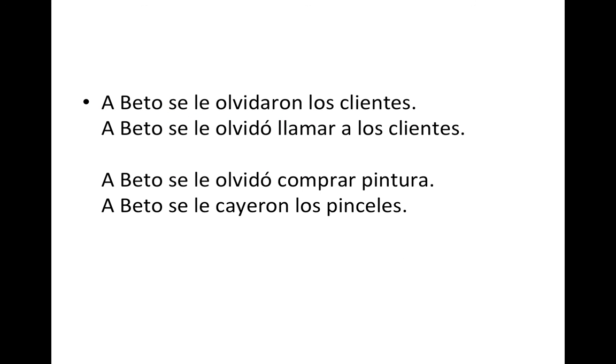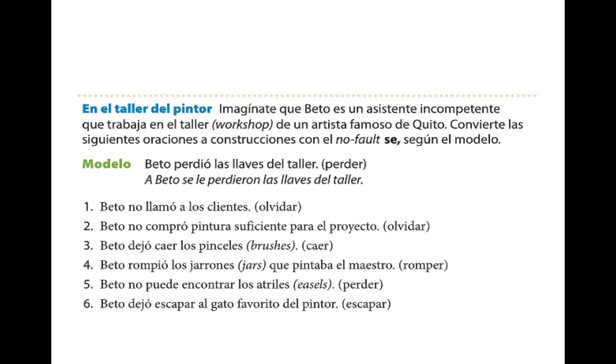A Beto, right, to him, that is optional again, this doubling. Se le is Beto, right? A Beto se le olvidó comprar pintura. So in here, I'm using the activity, so it is in the singular form. It's not olvidaron, right? It's olvidó, because comprar is an activity, it's a verb. A Beto se le olvidó comprar pintura. And then the next one.